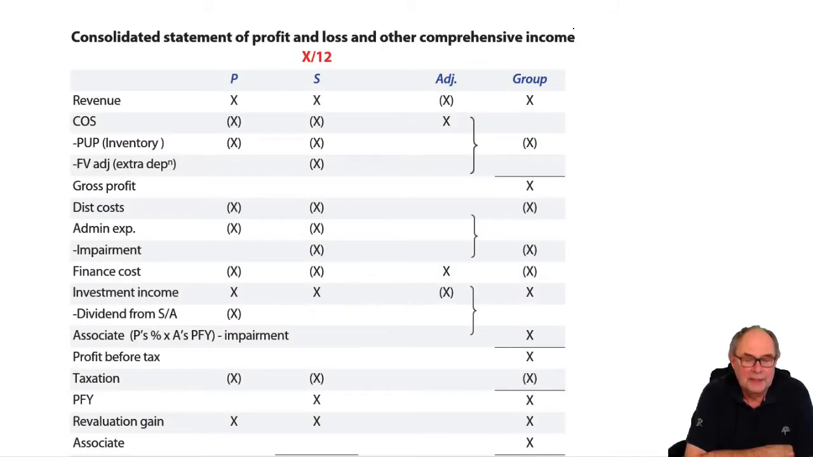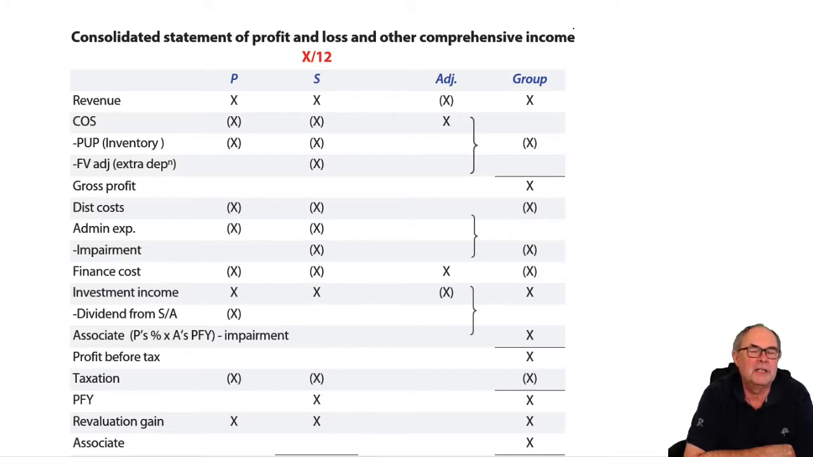Hello again. So we're going to talk now about the Consolidated Profit and Loss account and other comprehensive income. In our course notes, you can see a pro forma which you could use if you were asked to prepare a whole profit and loss. Again, we know that we won't be asked for that, but it will help to see how things fit together.